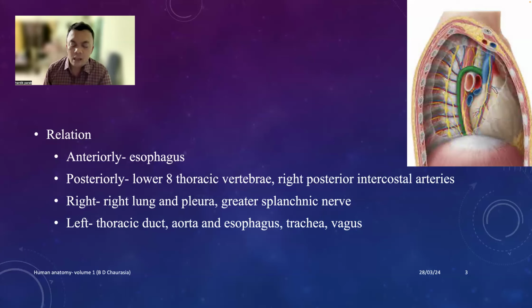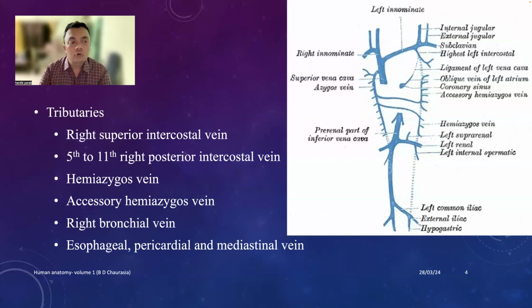After moving on from the relations, we will go on to the tributaries. Now, veins don't have branches, they have tributaries. All the tributaries connect together and make one bigger vein. Arteries have branches, but veins have tributaries.